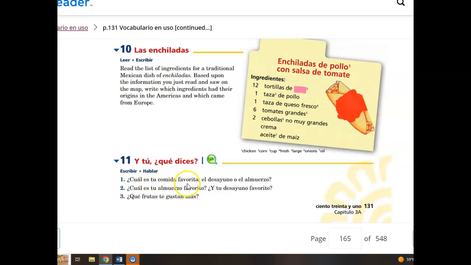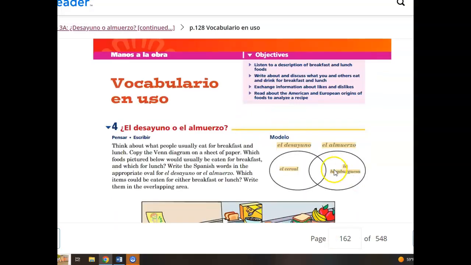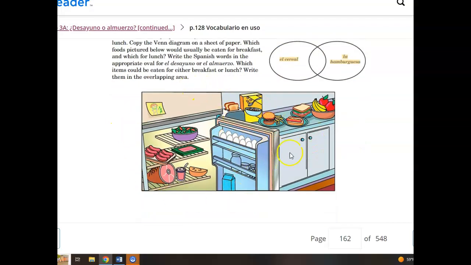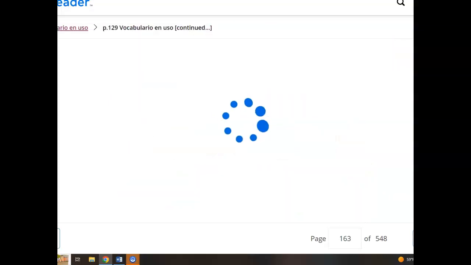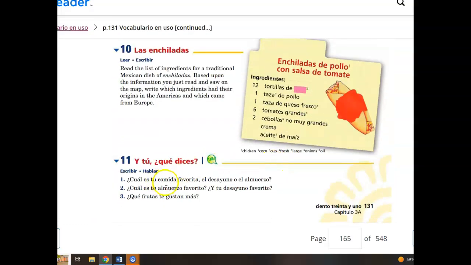Mi comida favorita es. And then choose one of the two. El desayuno. Today we're going to do a Venn diagram talking about things that we have for breakfast. Or el almuerzo, which is lunch. So which of those two, generally speaking, is your favorite meal? And just state it. Mi comida favorita es el desayuno. Mi comida favorita es el almuerzo. And that's it.